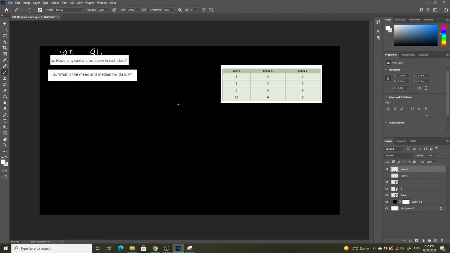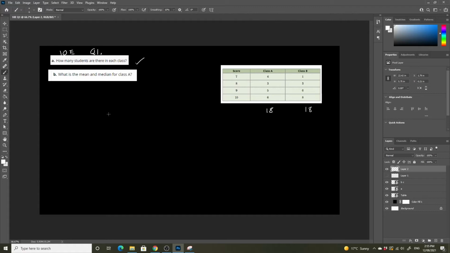So the first part of the question asks us to identify how many students there are. That's just the sum of all the frequencies in each class, which is just going to be equal to 18 if we add these all up.